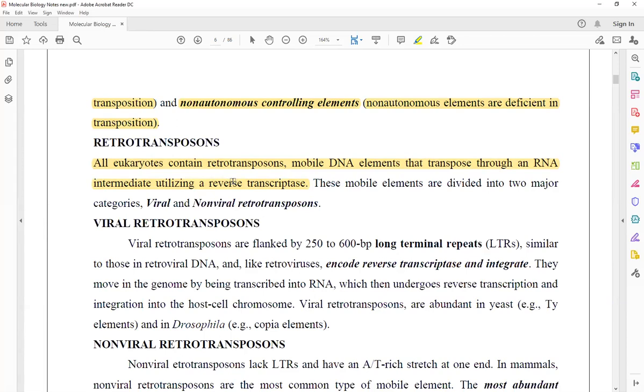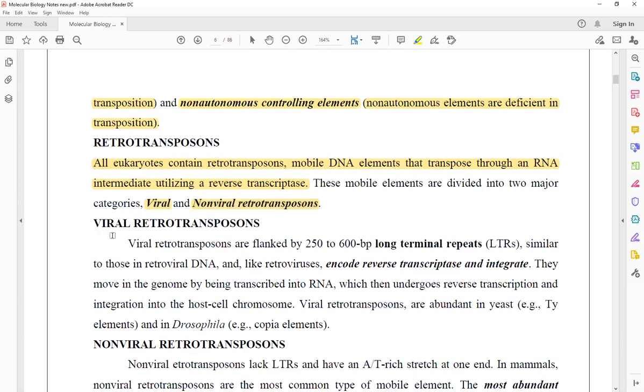These mobile genetic elements are divided into two major categories. One is referred to as viral retrotransposons, another is referred to as non-viral retrotransposons. First could be viral, another one could be non-viral.